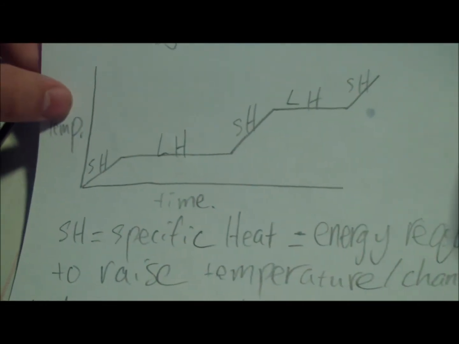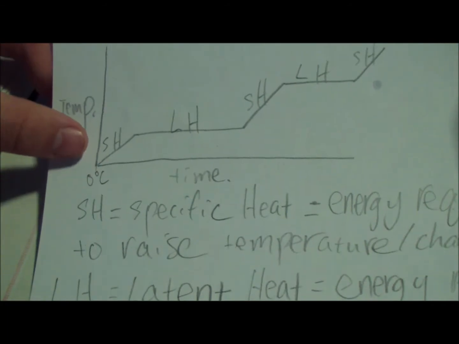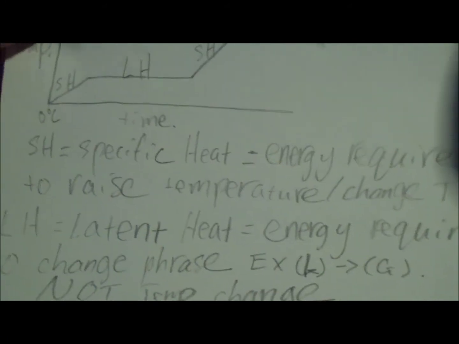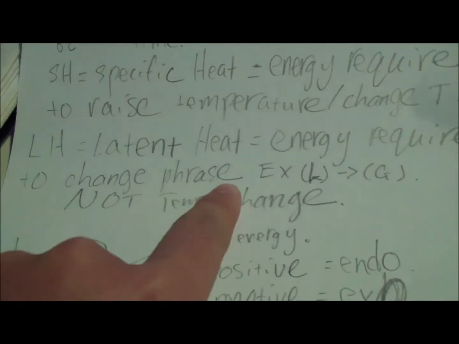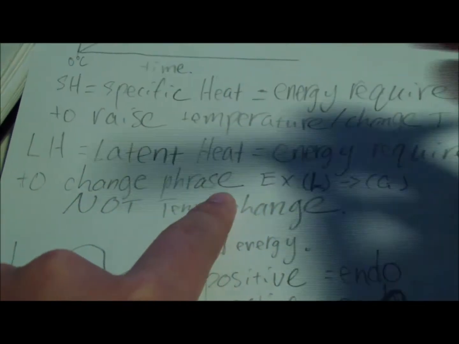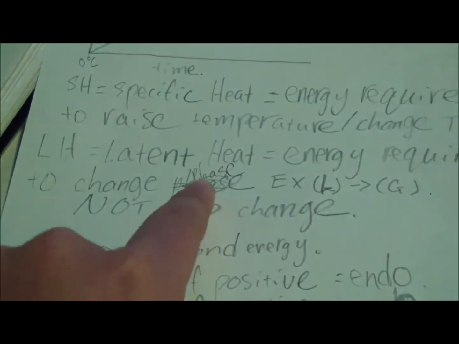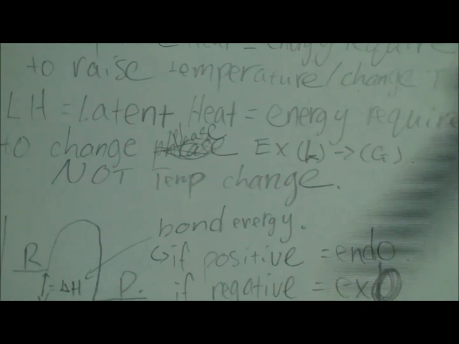Here's a graph of, let's say, ice or water. 0 degrees Celsius. Okay, that's 0 degrees Celsius. SH means specific heat, which is the energy required to raise temperature, and change in delta T. Okay, and latent heat is basically the energy required to change phases. An example would be liquid to gas, with no temperature change.